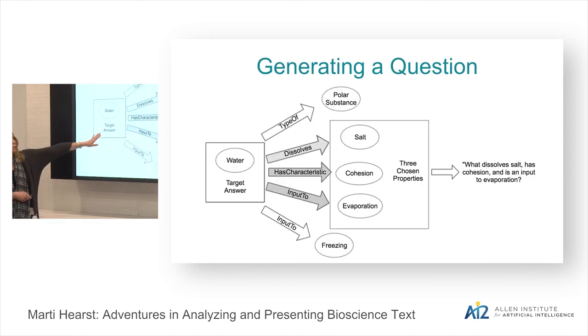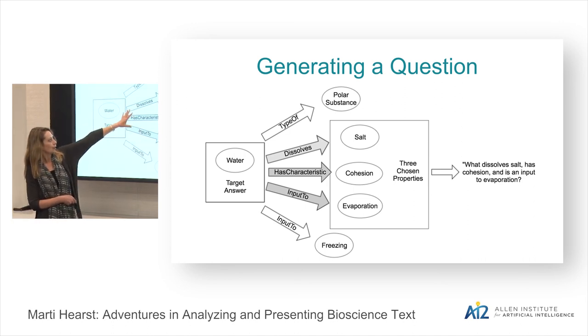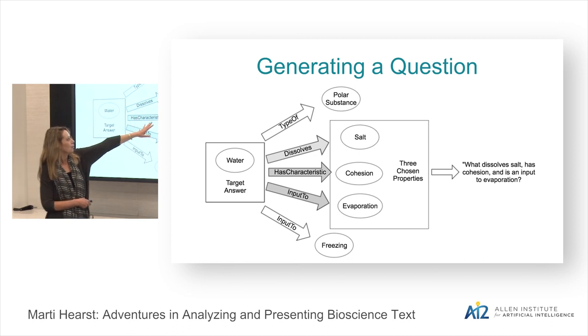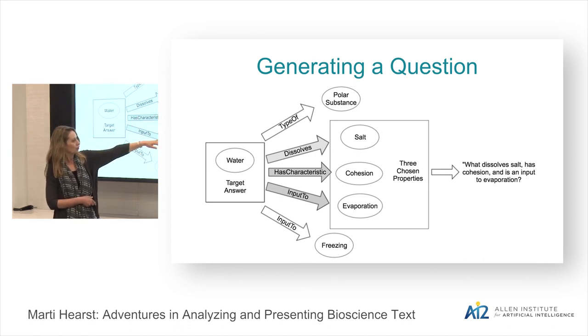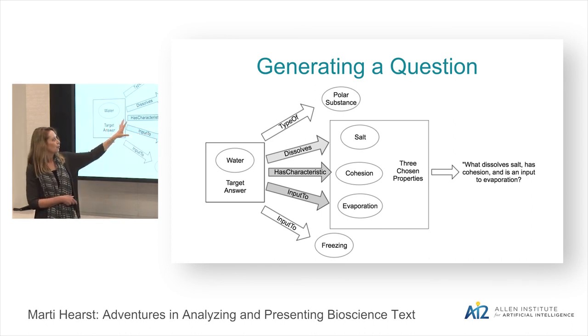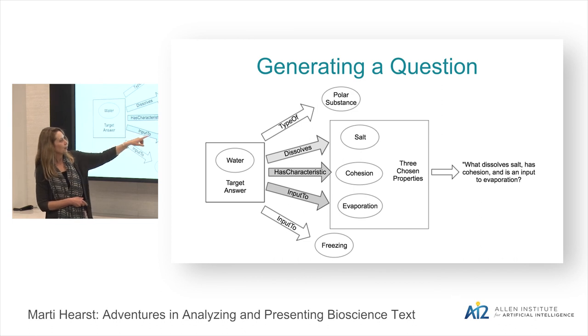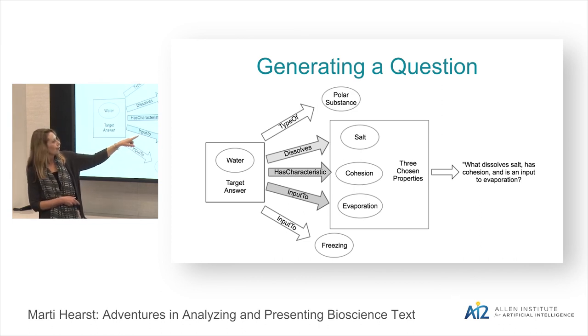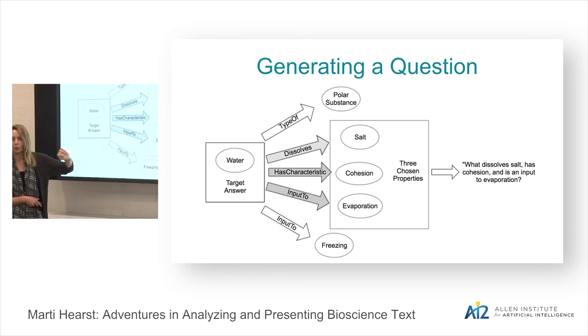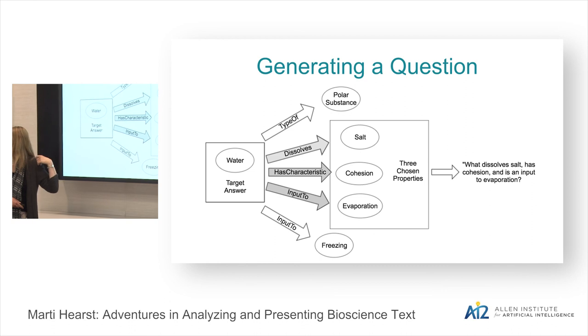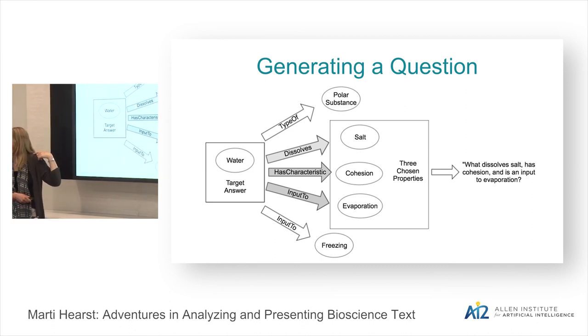So what we do is we start with a target answer like water. We look at the relations it has and what it links to. We then choose three of these relations, pretty arbitrarily, really, and we look at what these relations link to, and we put these into the question, where that's the answer. So this turns into what dissolves salt, has cohesion, and is an input to evaporation. Although input to is pretty awkward, but we basically turn this into a multi-part question where the answer is water. Does everyone see that? We just decided to see, does this work as a good multiple choice question? That was our question.